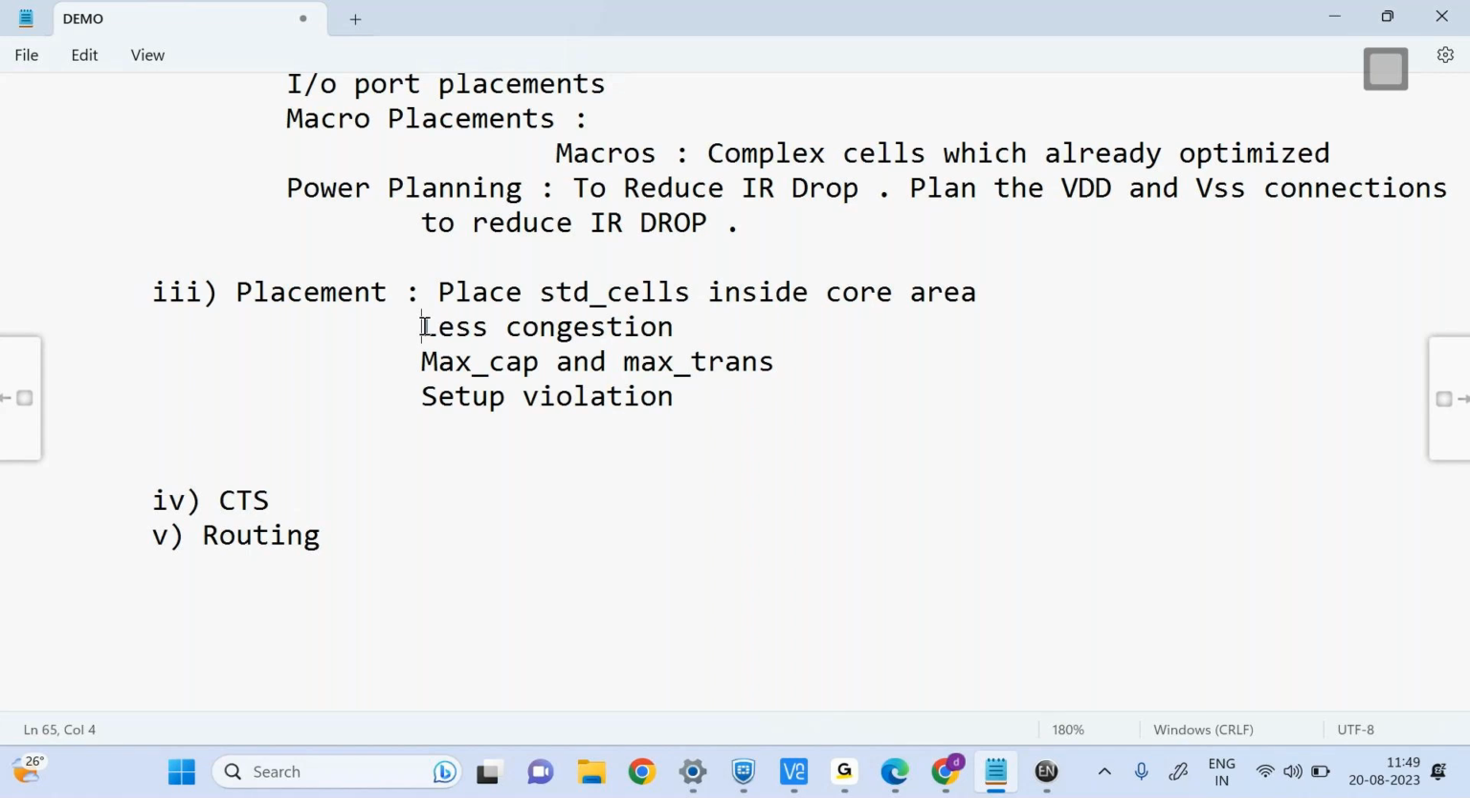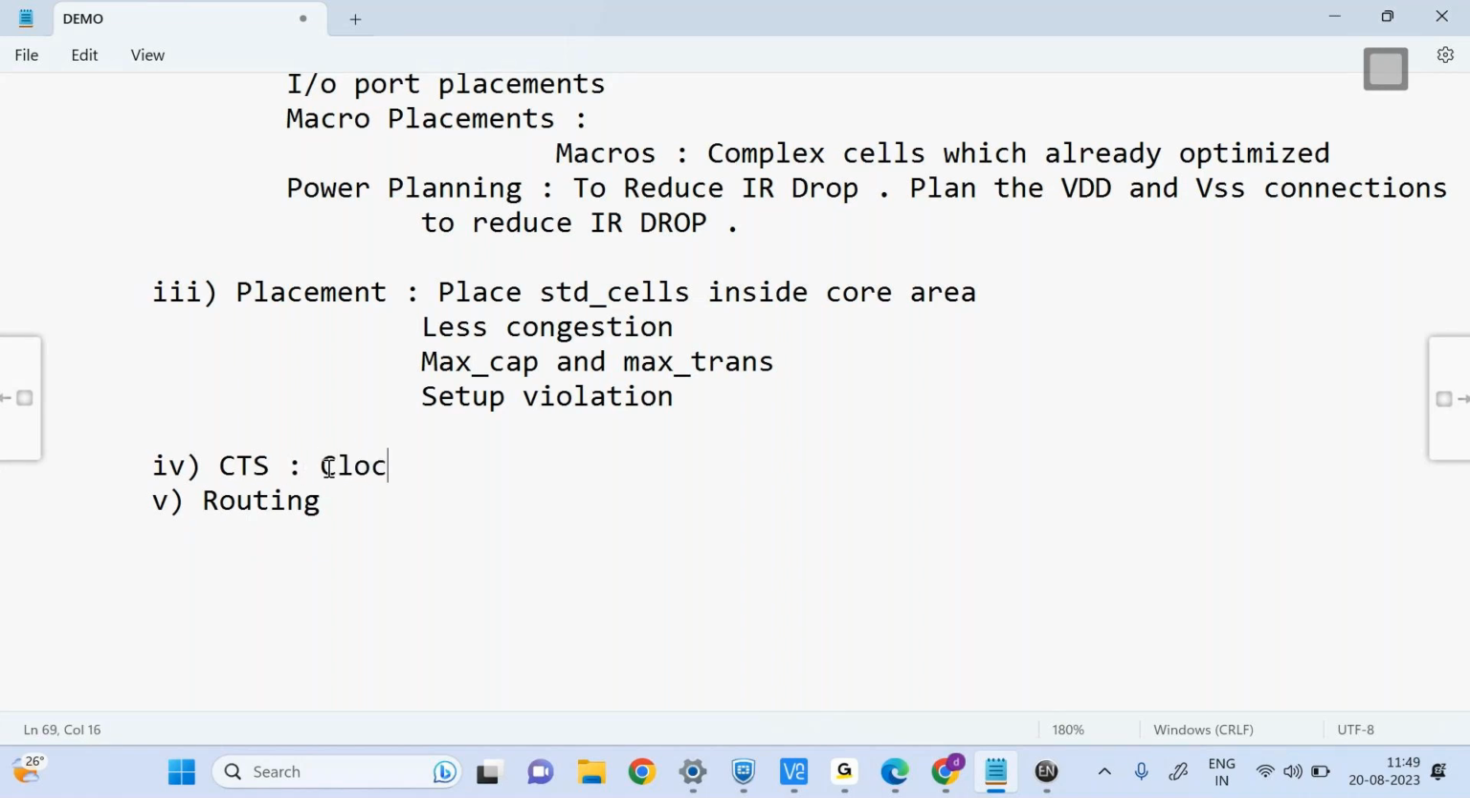So if these things are validated, we can forward to CTS. If it is not validated, we have to fix it. We have to see that these violations are fixed or these violations are within the limit. Then we can go for what? CTS. So next step is what? CTS.